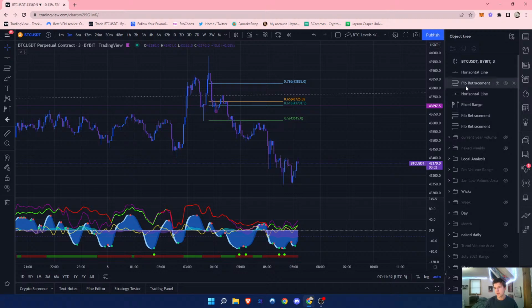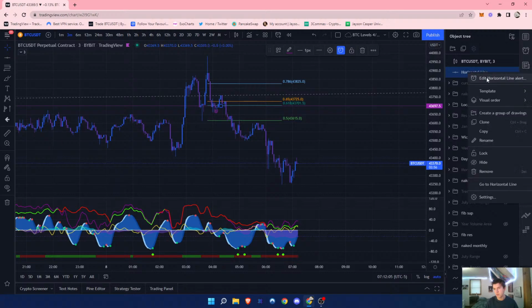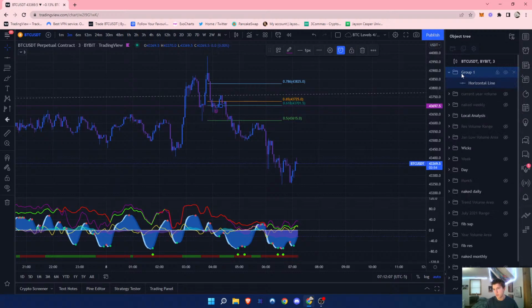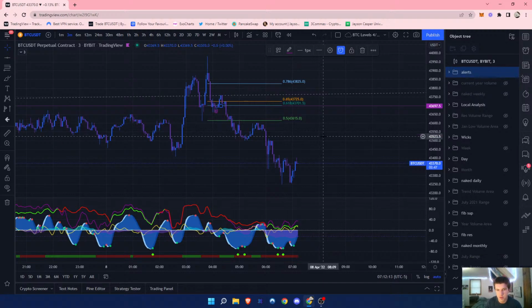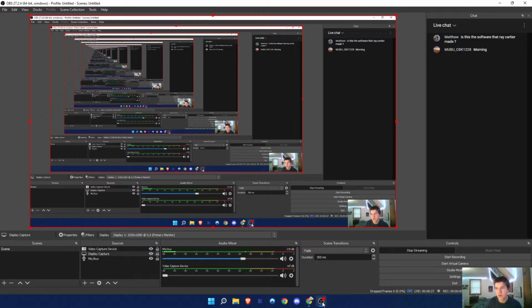With this too, I'll put my levels into a local analysis folder. Then I'll make another folder for alerts, so I don't have as much clutter, because as you can see, there's a lot of levels on my charts. But anything else here? What's up?